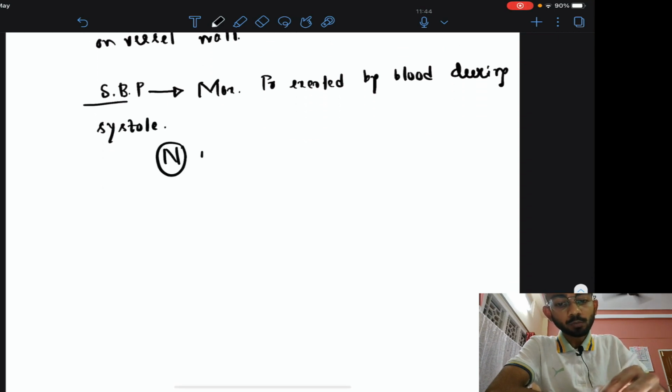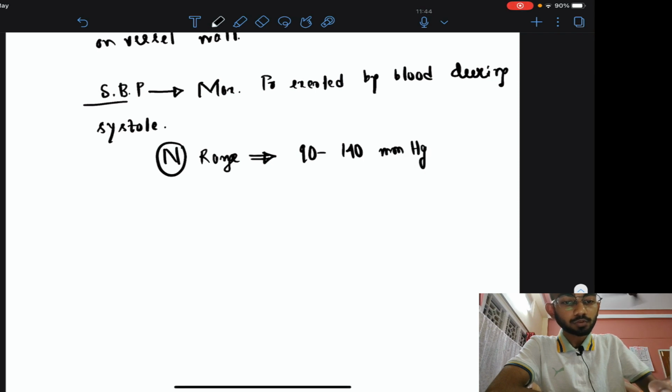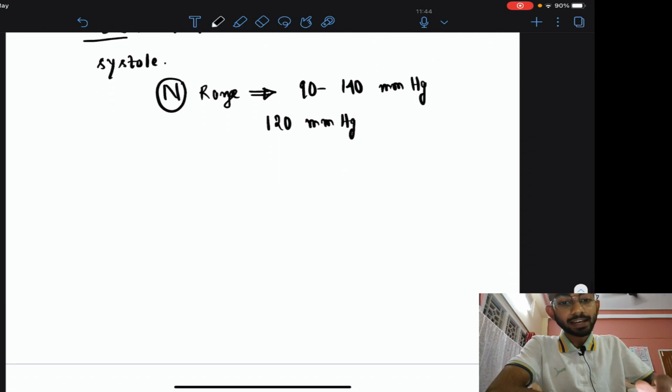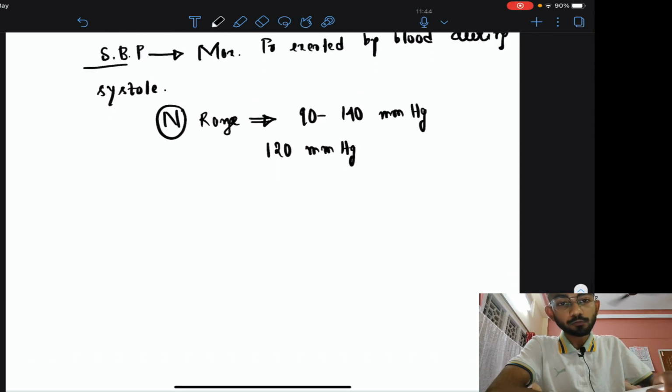Alright guys, so what is the normal range of blood pressure? The normal range is from 90 to 140 millimeter of mercury. Though we say that the normal blood pressure is 120 millimeter of mercury, if we talk about the range, the actual range varies from 90 to 140 millimeter of mercury.